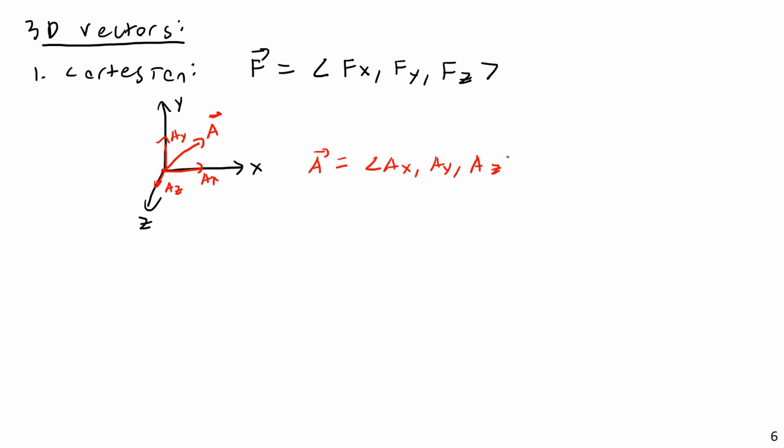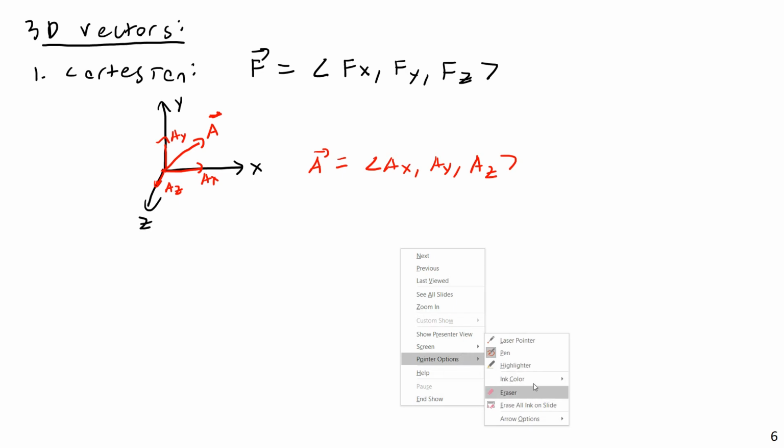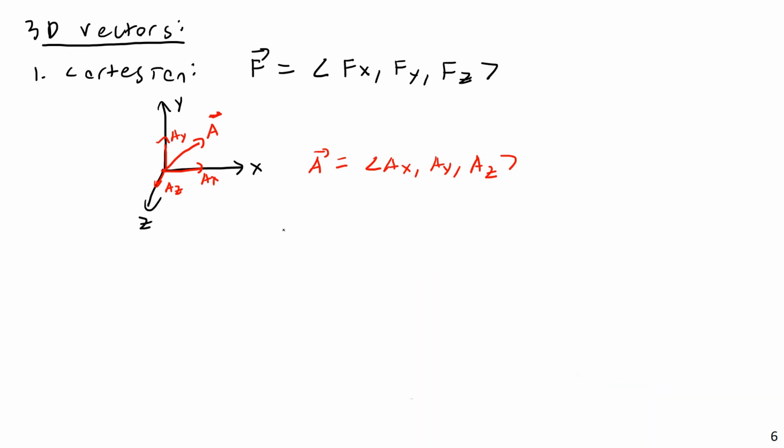And notice when I'm writing the variables for my components out, I generally don't write a vector sign above these, and that's because the individual components of a vector are scalars. In Cartesian form, vectors are made of multiple scalar quantities. And the same is really true for polar form as well. So that's one way of representing a 3D vector.